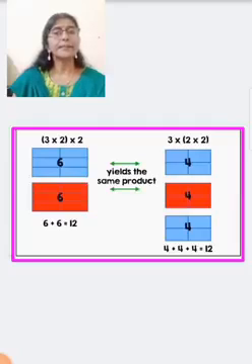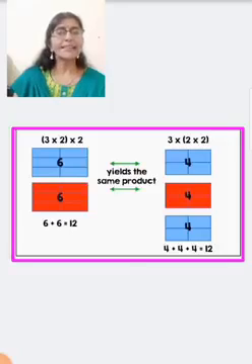3 multiplied by 2 multiplied by 2. So here we are going to group 2 and 2. So 2 multiplied by 2 is 4, and 3 times of 4. 3 times of 4 will be 4, again 4 and again 4. So how many times 4 we have written? 3 times. You can add also 4 plus 4 plus 4. 4 plus 4, 8, and 8 plus 4 is 12.